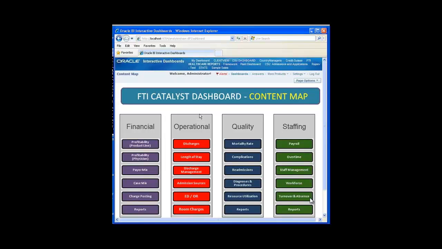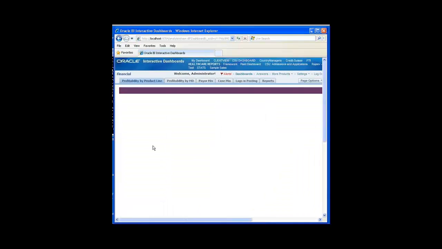Whenever you see FTI Catalyst dashboard, obviously you can brand it yourself with whatever you want to call it. But we've got metrics or dashboard pages under financial, operational, quality, and staffing. So we'll jump into financial first.